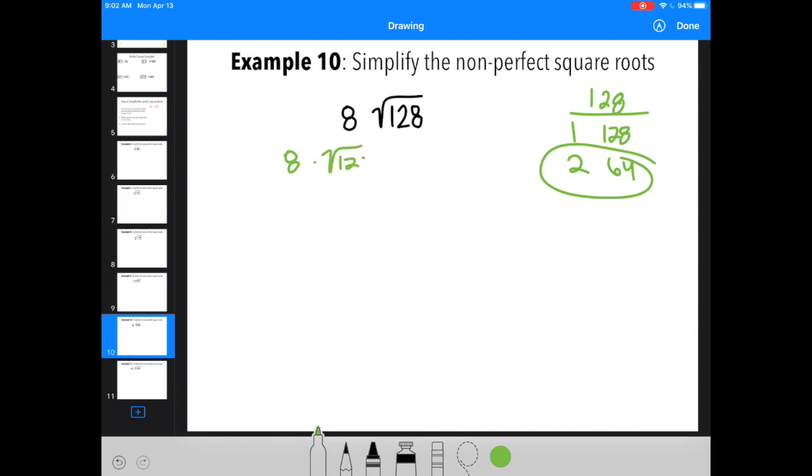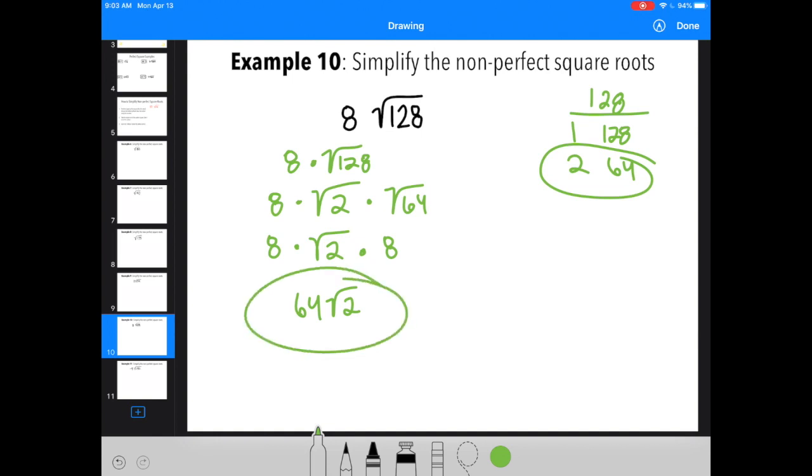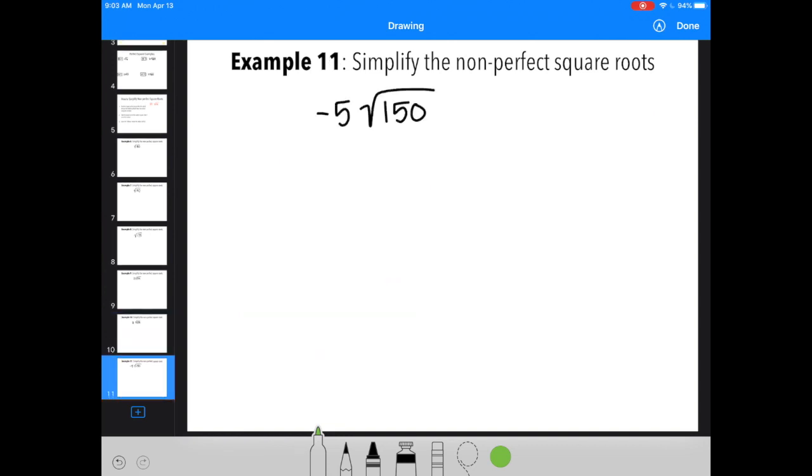I have 8 times square root of 128. You do not have to write this step. I'm just showing you and demonstrating how that's multiplied. Square root of 128 breaks up into square root 2 times square root 64. I have 8 multiplied by my square root 2, that does not simplify, so I leave it there. Square root of 64 does. It simplifies down to 8. So then when I combine 8 and 8, I get 64 square root 2 as my final answer. Okay.